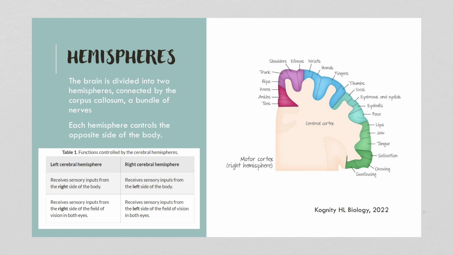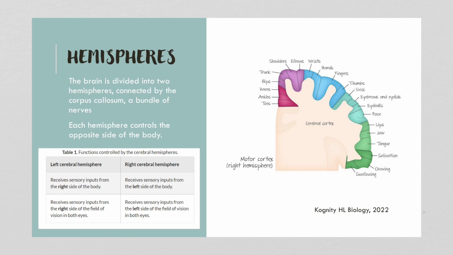So we've mentioned this already, but our brain is divided into two hemispheres. Each of them are connected by the corpus callosum, which is a bundle of nerves, and each hemisphere controls the opposite side of the body. So the left hemisphere, for instance, receives inputs sent from our sensory neurons on the right side, and receives sensory inputs from the right side of the field of vision in both of your eyes. So that's something interesting. And then the right cerebral hemisphere receives the sensory inputs from your left side of your body and the sensory inputs from the left side of the field of vision in both of our eyes.